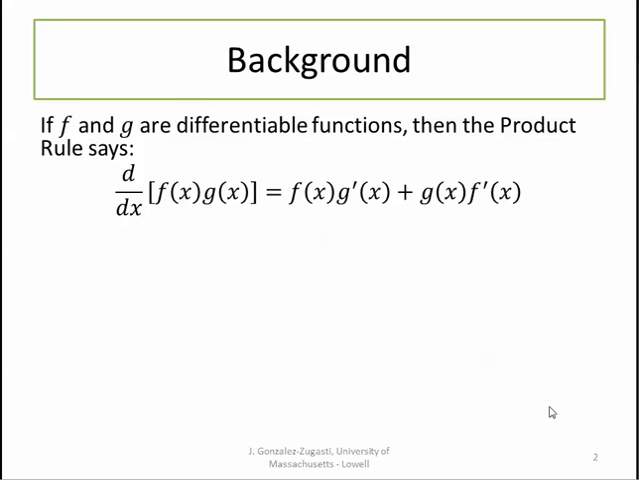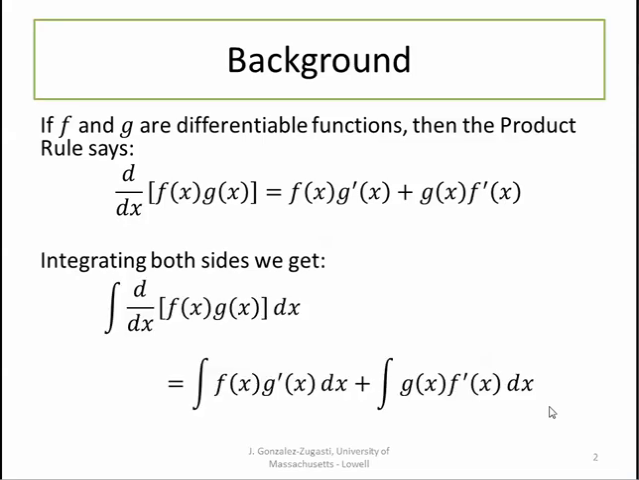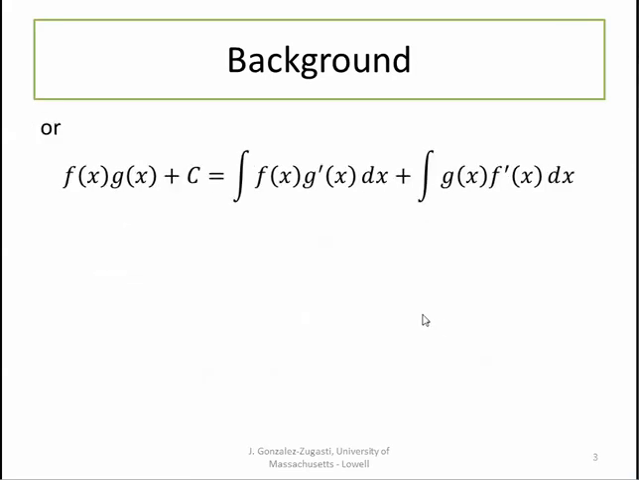So now, if we take this equation and integrate both sides, we come up with this equation. Now if you look at this equation, on the left-hand side, I'm taking the antiderivative of the derivative of f times g. Well, that's just equal to f times g plus some arbitrary constant.